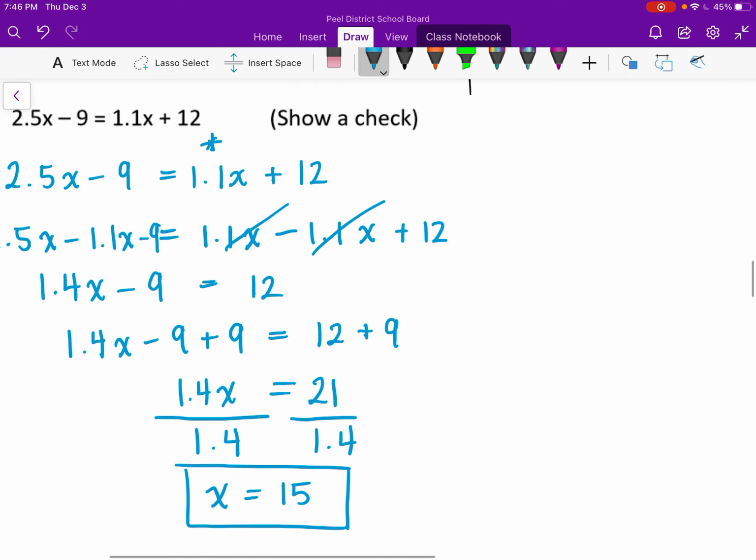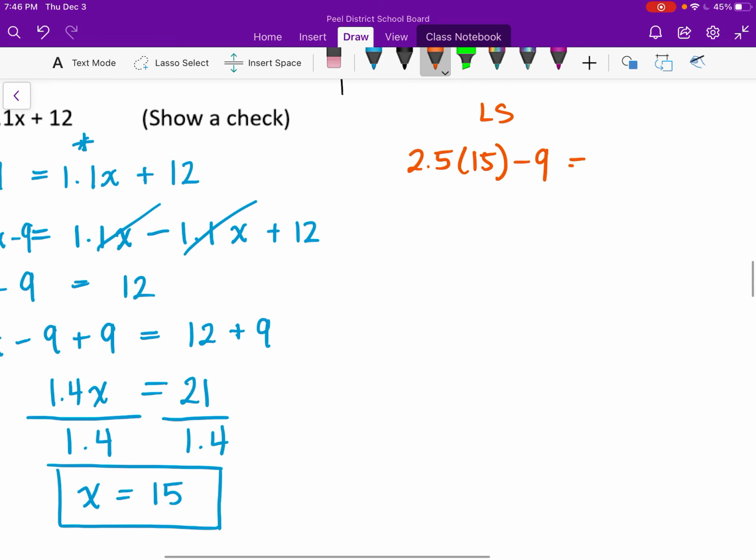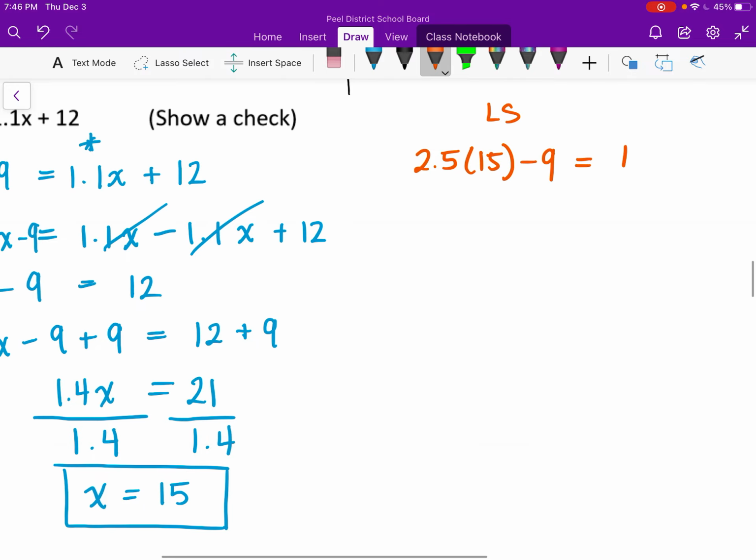And if I had to check it, I just go in and I draw, I'm going to put this in orange. I'm going to do 2.5, right? And it says that 15 is x minus 9. So I'm going to do left side first, right? Is equal to 1.1x plus 12, which is the right side. And I just want to make sure that they equal each other. So the x here, I'm going to plug in the 15 for that.